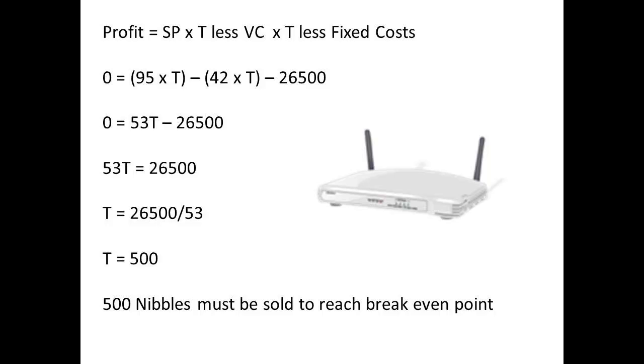Working through the calculation, we obtain an answer of 500. Morebytes needs to sell 500 nibbles to reach the break-even point. The 501st unit sold will produce profit. If only 499 are sold, there will be a loss.